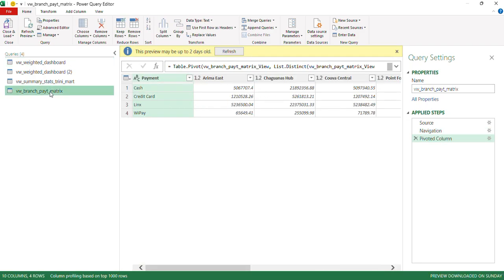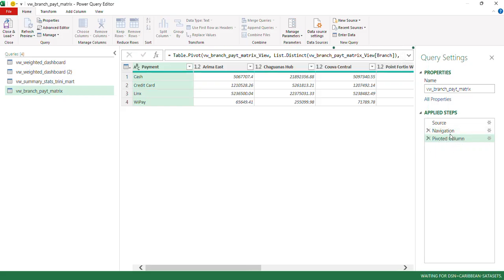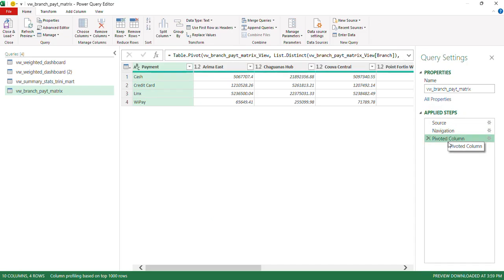Okay, the matrix: I ran a pivot to rotate the columns, and these are the steps that the system generated. This was before the pivot, this was after the pivot.